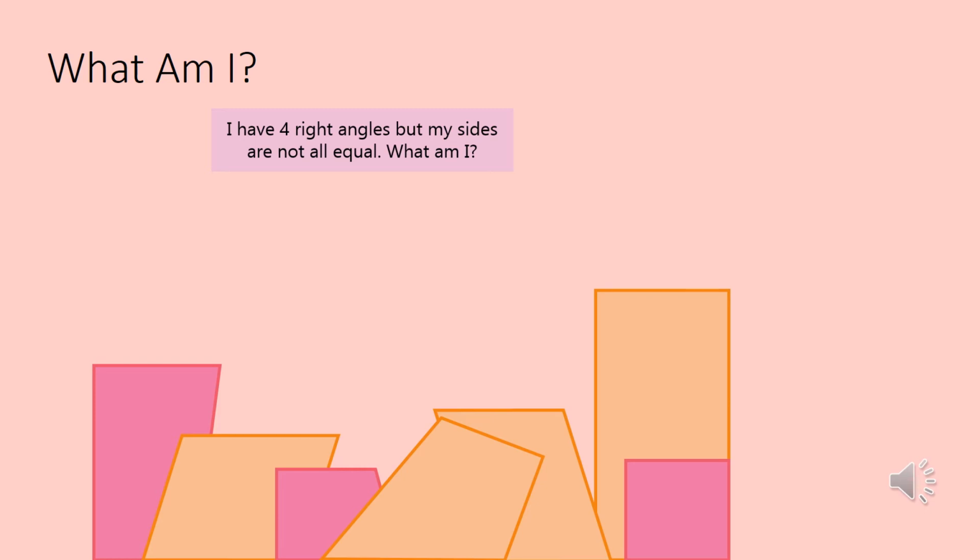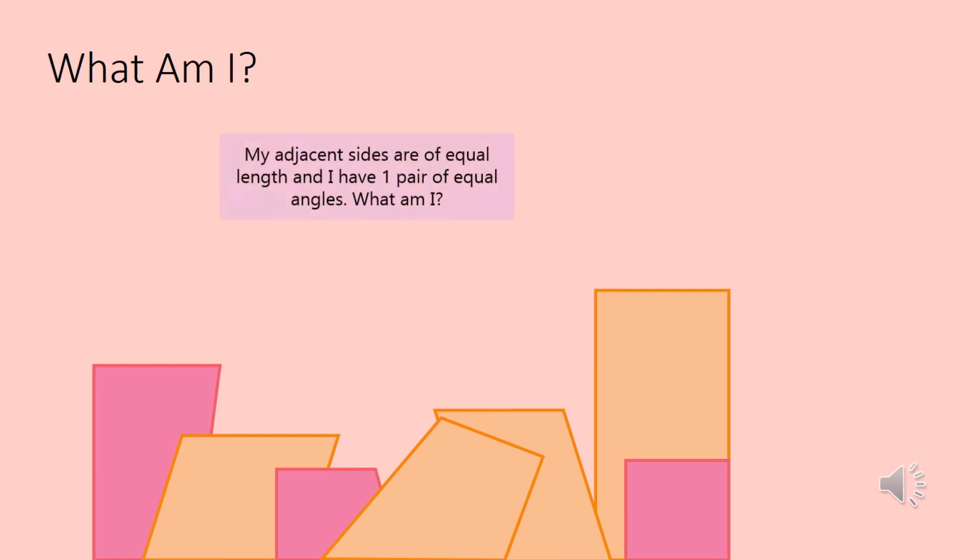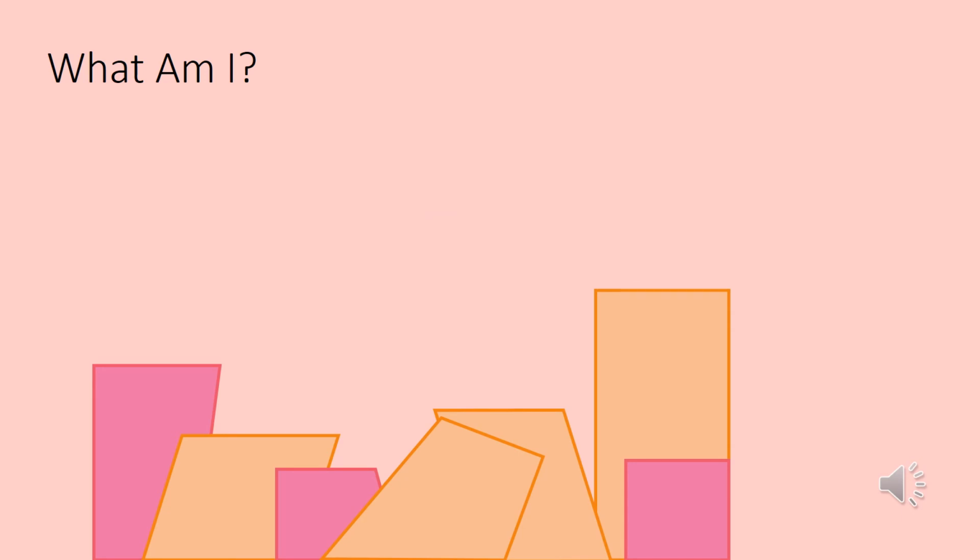What did you guess? Well done. I am a rectangle. Ready? Remember to pause if you need to think and start when you are ready to hear the answer. So, my adjacent sides are of equal length and I have one pair of equal angles. What am I? Yes, I am a kite. Well done.